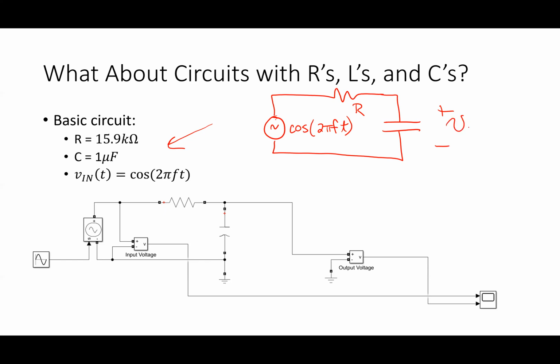So here's V out, the voltage across that capacitor. Now, if I gave you that problem based on what you know already about circuits, how would I figure out V out?